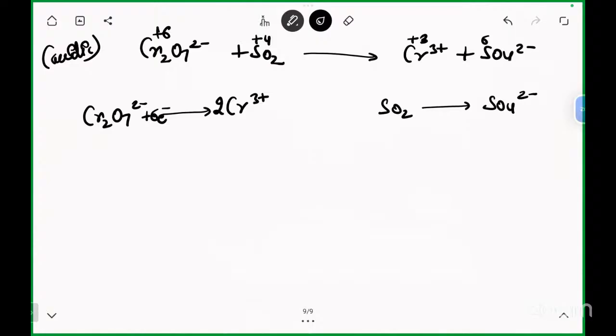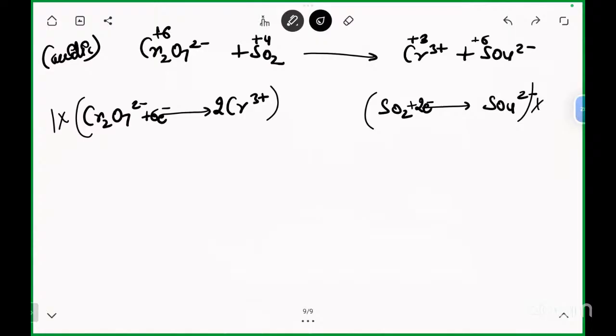Here sulfur is converting from 4 to 6. If it is converting from 4 to 6, it means 2 electrons are added. So it will be 2 electrons. So for balancing it, you multiply the above equation by 1 and the below equation by 3. Okay, multiply this equation by 1, multiply this equation by 3.